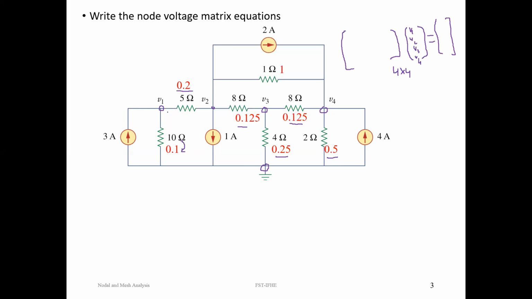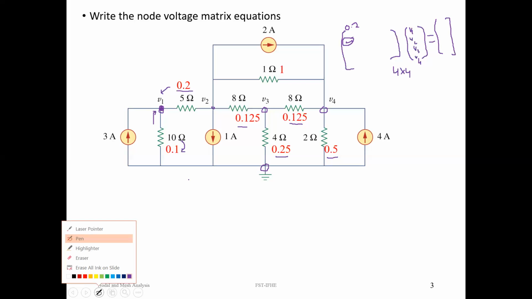Let us first fill up the first row, first column element. As I said, the diagonal element should be filled up with the sum of all the conductances at a particular node. If you carefully observe node 1, the conductances connected to node 1 are 0.2 and 0.1. So the value of the 1, 1 element is 0.3. Just sum up the two conductances. Then coming to the second diagonal element, the 2, 2 element, simply sum up all the conductances connected to the second node.